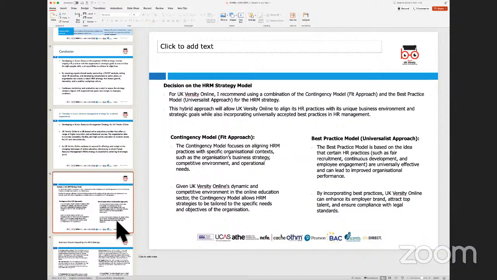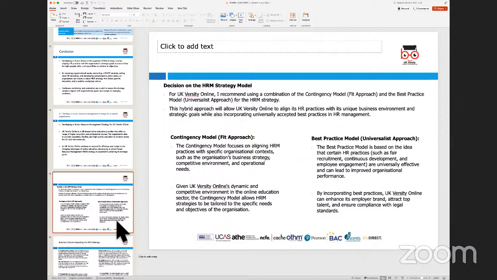So the contingency model is the model that we use and depend on most, because we operate in an environment and a landscape which is continuously changing and evolving. This allows UK Versity to dynamically adjust to both competition as well as the changing landscape, which is basically the specifications or changes in courses introduced by Ofqual from time to time and the awarding bodies, and that works quite well with regards to our strategy.